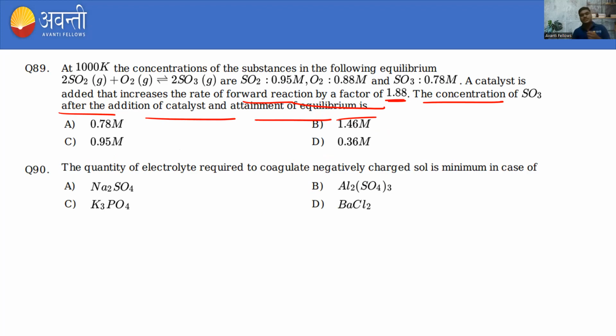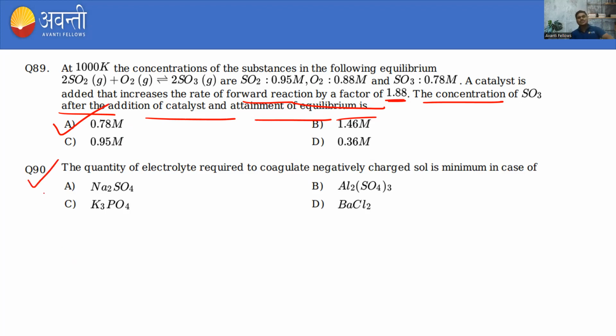We know this thing: a catalyst does not change the concentration of reactant and product at equilibrium. So their concentration remains the same, like 0.78 molar, because the catalyst does not change the concentration of the reactant and product at equilibrium.